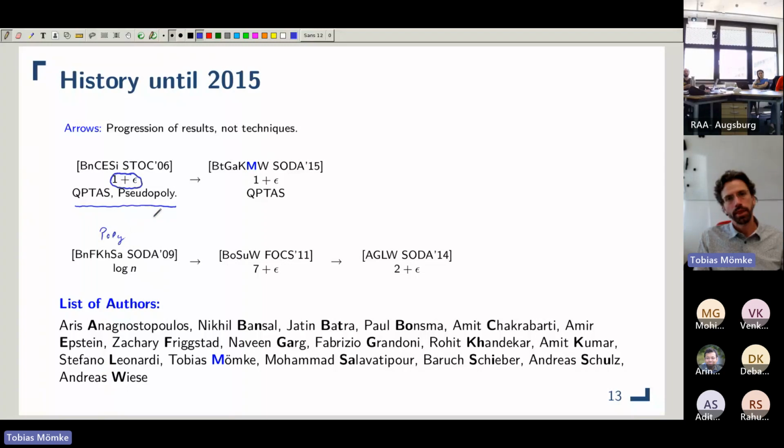The second line of research is we really want to stay in polynomial time, but then of course we have to compromise the approximation ratio. The first non-trivial result that I'm aware of is this log n approximation from 2009. And the breakthrough result, the first one on this, was by Bonsma and Schulz, with Andreas Wiese, who were involved. They got the first constant approximation for UFP. And then this result I already mentioned on the last slide: they got the PTAS for large tasks, resulting in the 2 plus epsilon approximation in 2014.